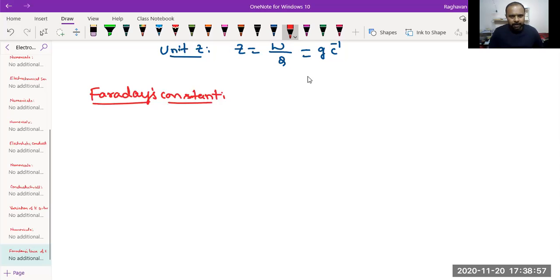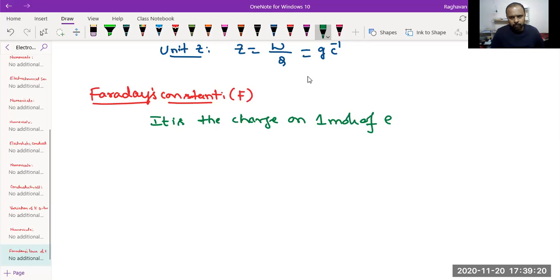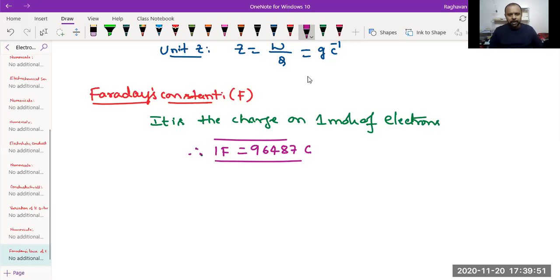Faraday's constant, it is capital F. What is basically Faraday's constant? It is the charge on one mole of electrons. That is what is 1 Faraday. So charge on 1 electron into Avogadro number would give this. Therefore, 1 Faraday is found to be 96,487 coulombs. What is the significance of this quantity of current? Let's see.